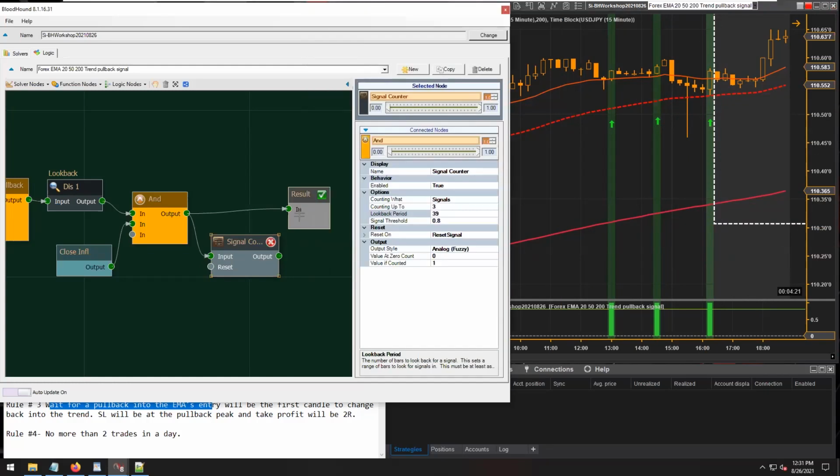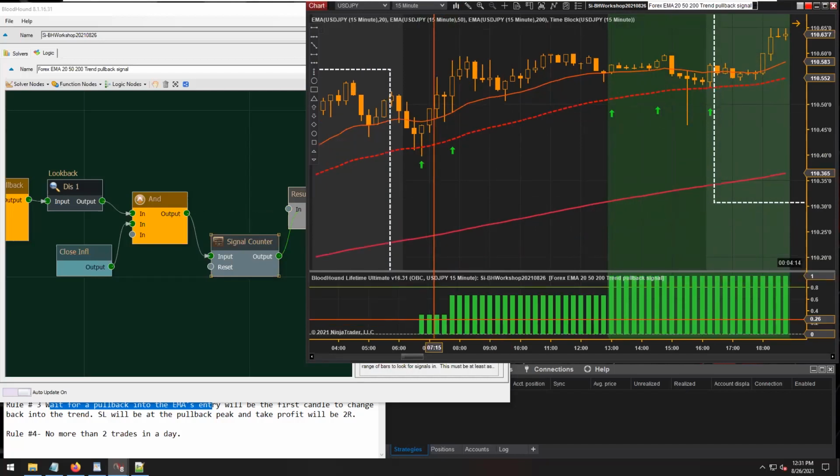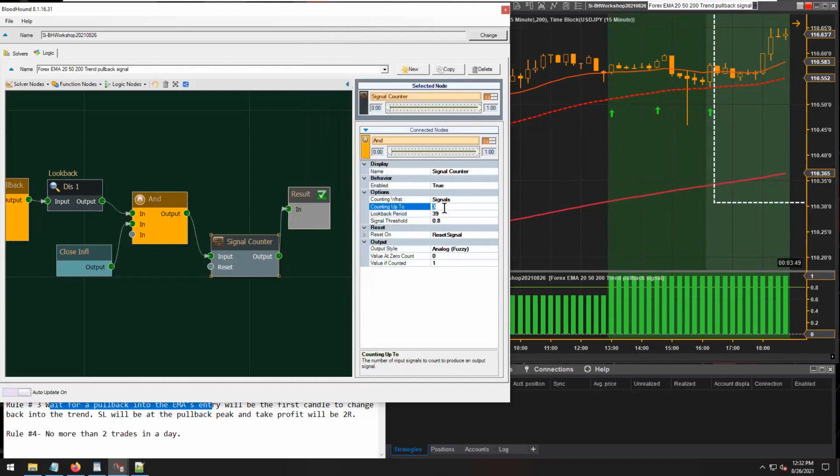If we look at the signal counter, we can see that it's counting signals here. It turns on at the first signal, and we get a little bit of an output, like 1/3 of an output. Then when we get to the second signal, we get 2/3 of an output. And when we get to the third signal, the signal counter is on 100%, because it counted 3 signals within the last 39 bars.